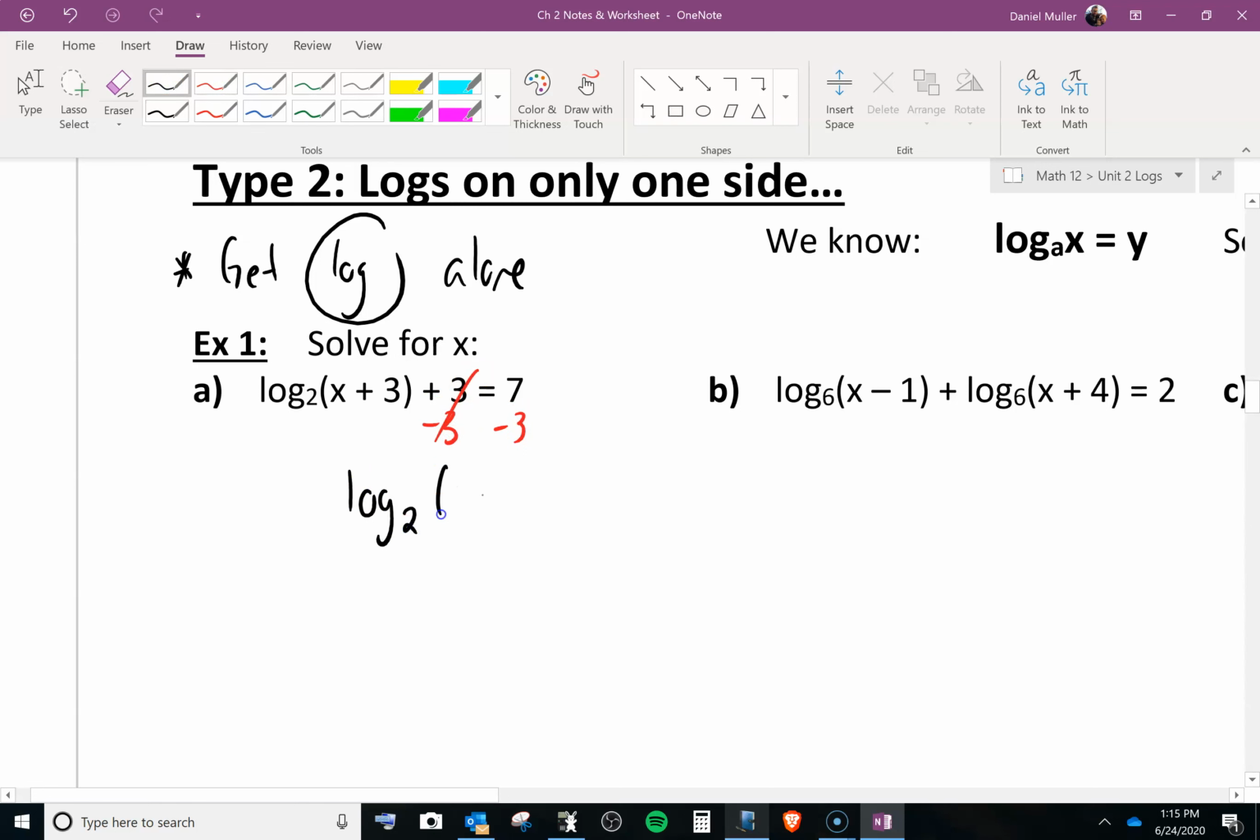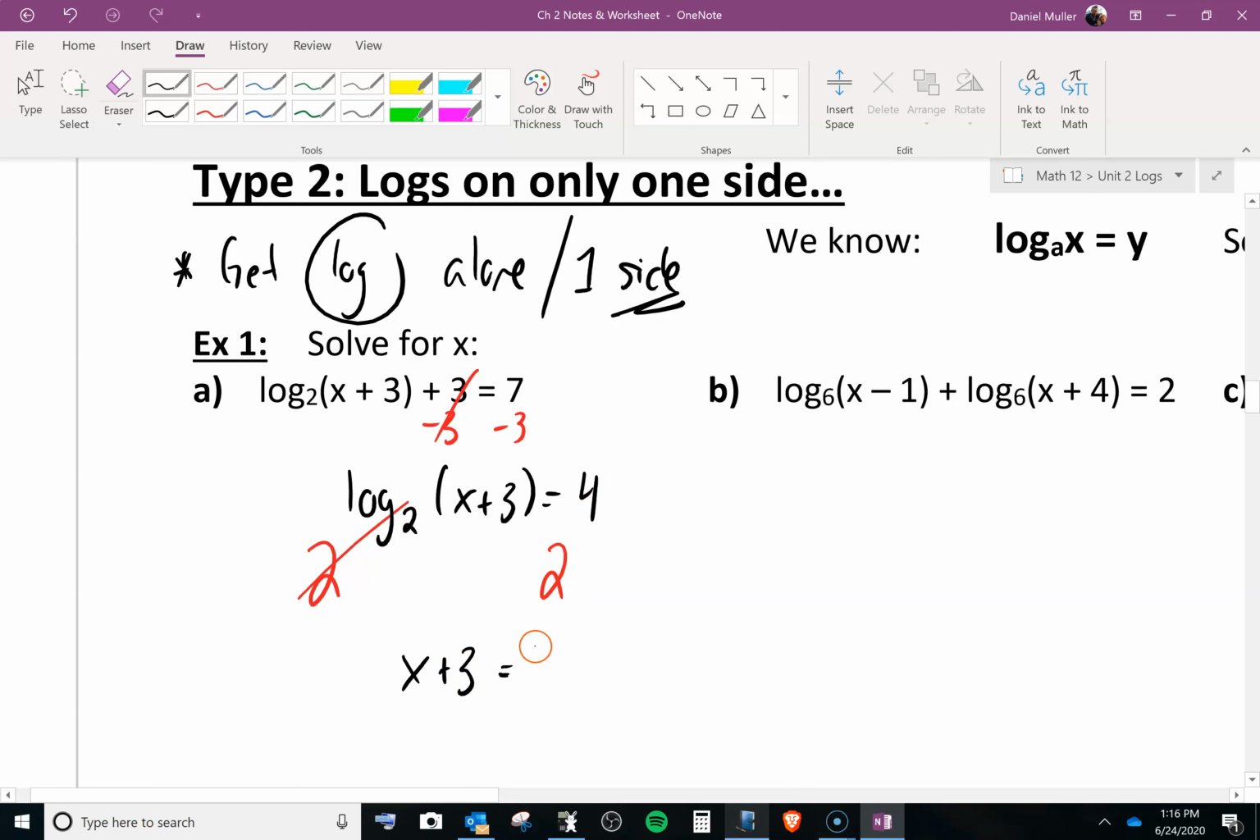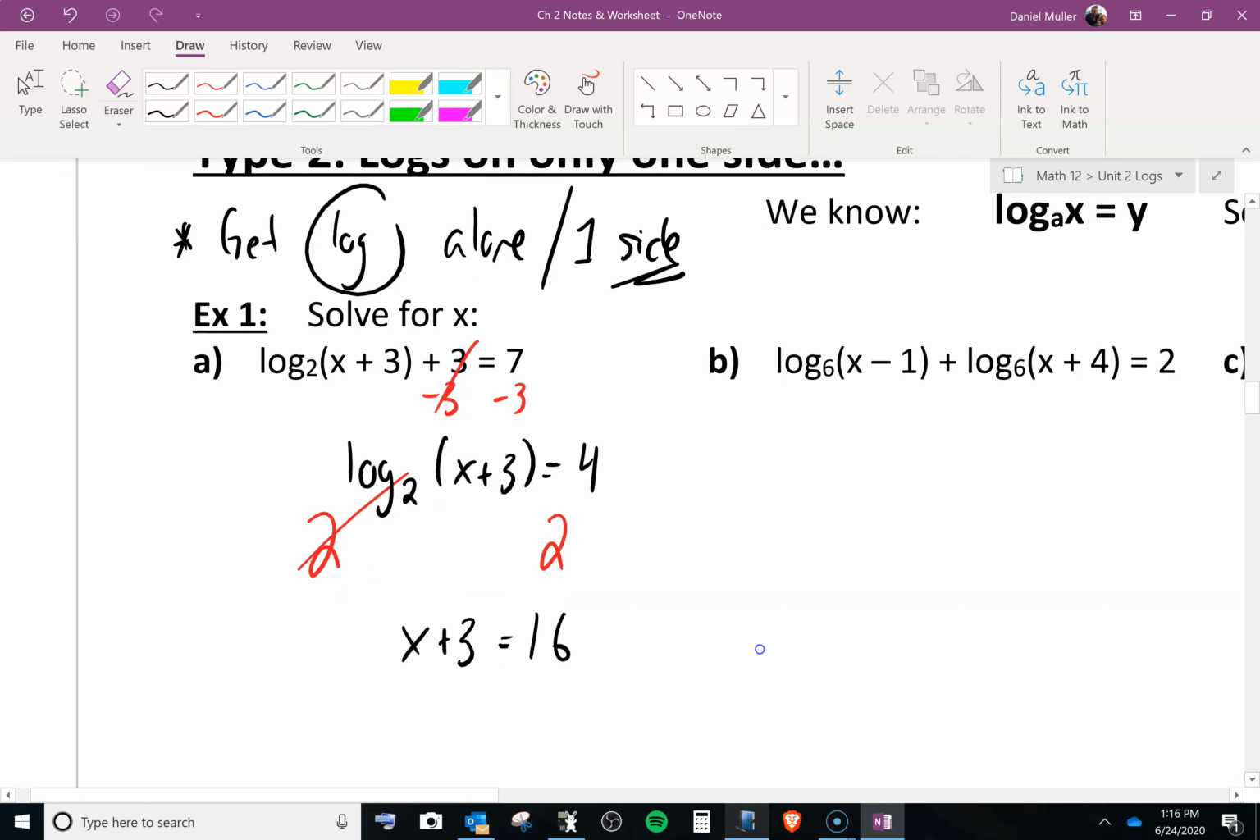And these aren't too bad, actually. So get the log alone and on one side. So I get log base 2 of x plus 3, and then 7 minus 3 is 4. And then it's the same thing. 2 to the power of, 2 to the power of. So that's gone. The only problem is it's not gone on the other side. 2 to the power of 4 ends up being 16. 2 times 2 is 4, times 2 is 8, times 2 is 16.